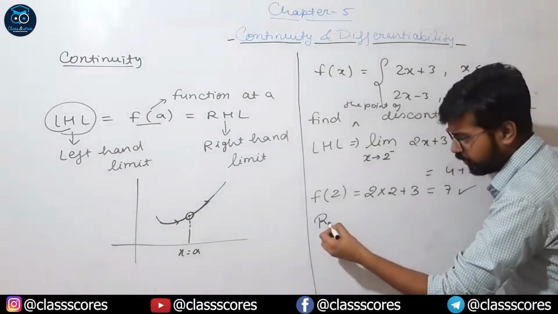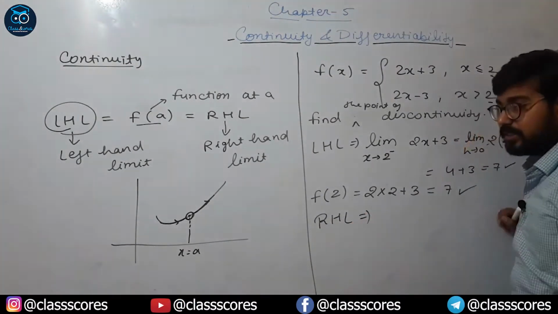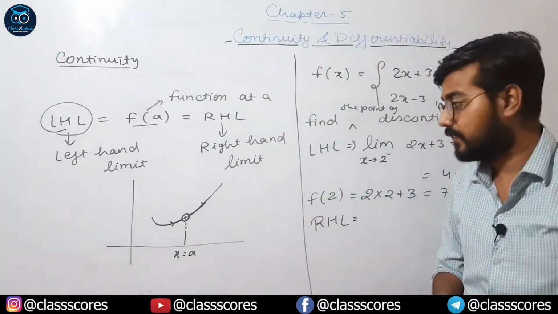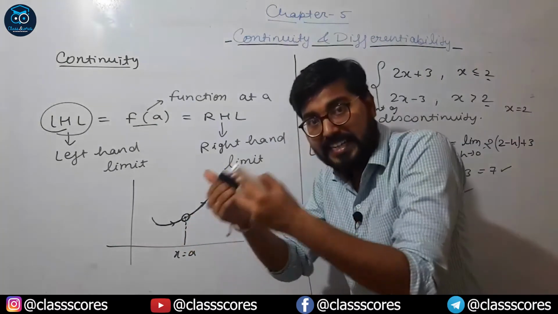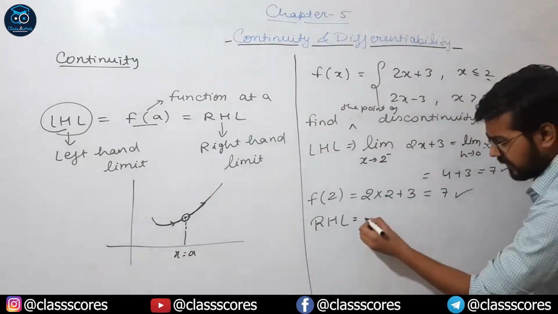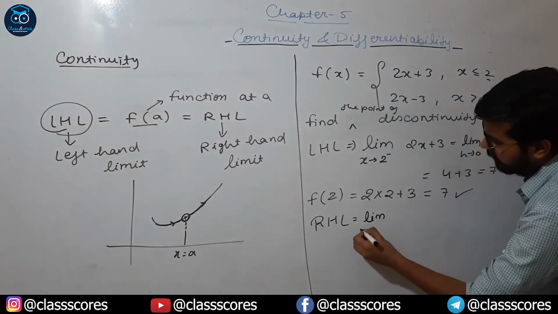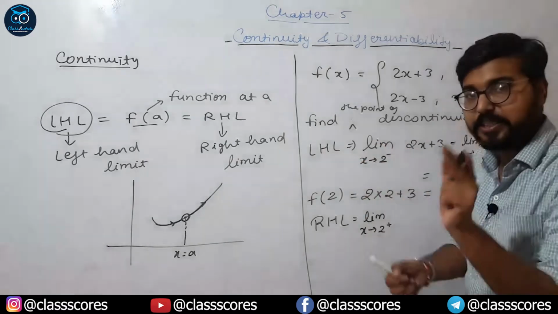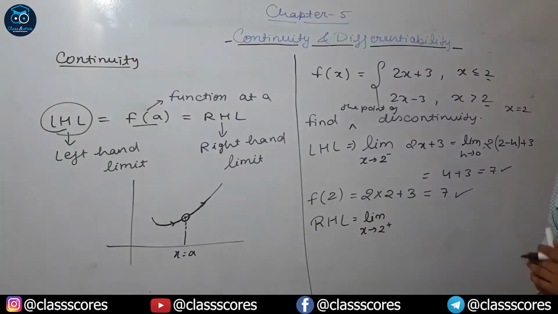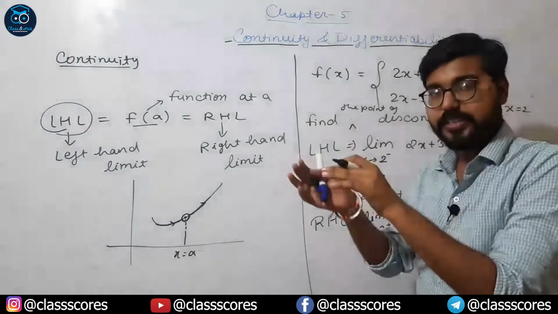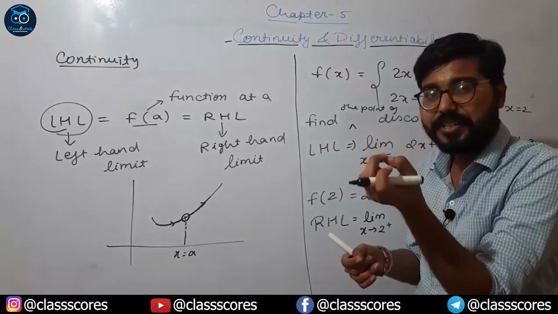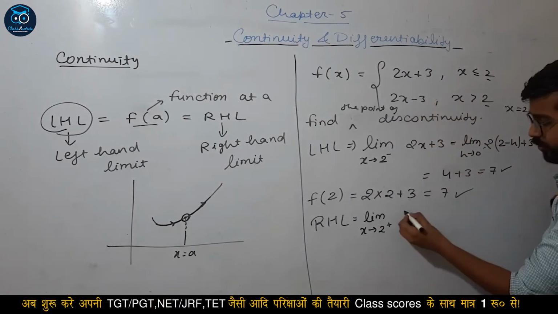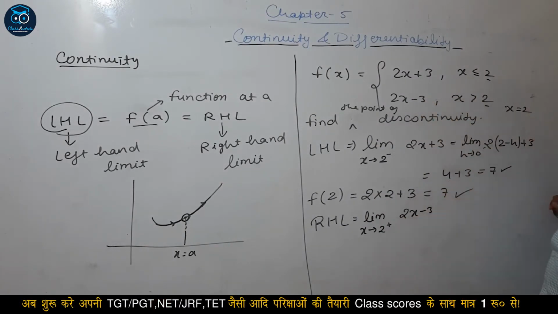Now moving towards RHL. RHL means we have to move towards the right side, so we have to add something to 2. We can write it as limit x tends to 2 positive. When we add something to 2, we get a value that is greater than 2, meaning x will be greater than 2, and for greater than 2, this equation will be valid.